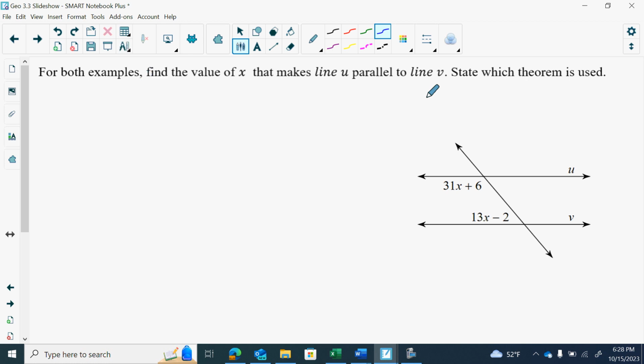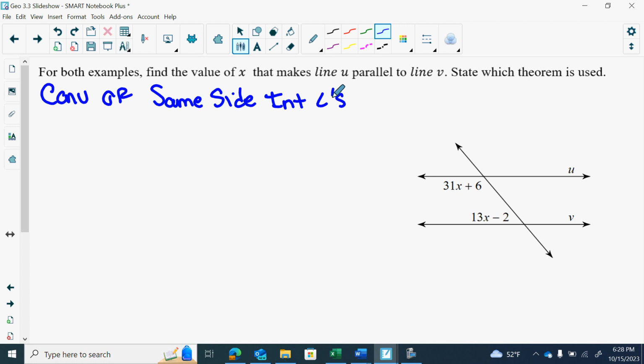Okay, so in this case, now we're going to do two same side interior angles here. The theorem we're going to be using is the converse of same side interior angles, which says, hey, if this angle and this angle are supplementary, which means they would have to add to 180, then these two lines are parallel. So what that's going to look like is creating an equation here.